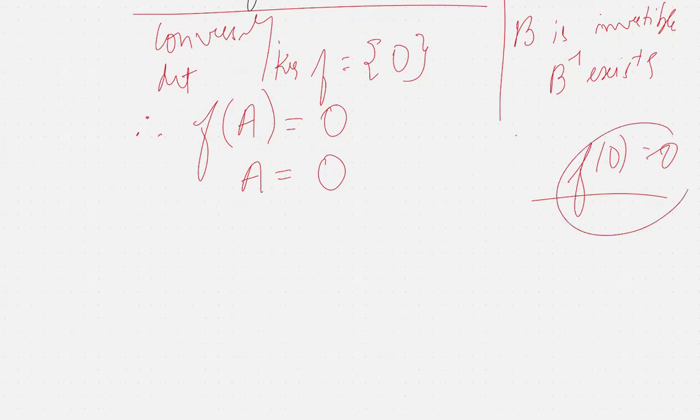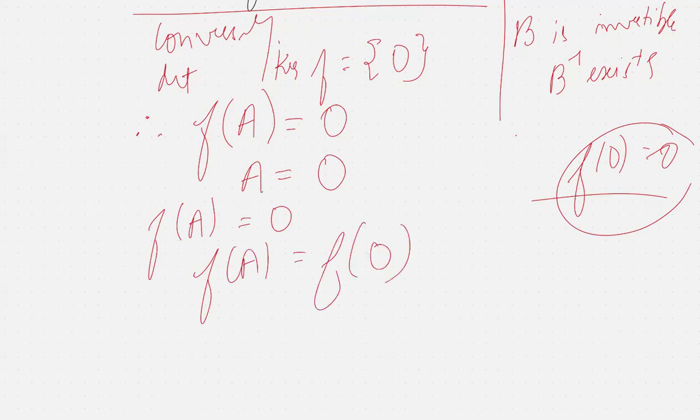Or we can write it like this: F of A equal to 0, which is F of big O. So it would be one-one, because kernel F has just 0 in it. We can cancel out F, and A would be equal to big O. We can also write it like this if you don't want to write it down directly.